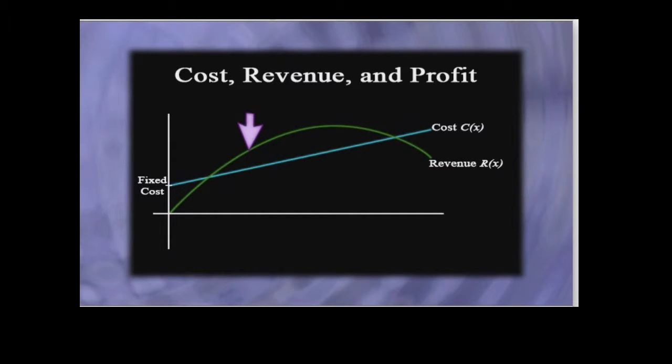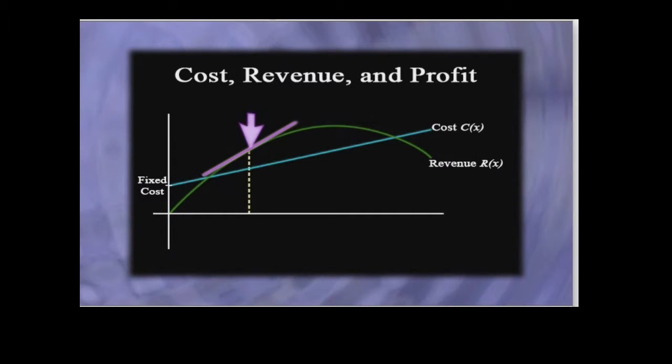Okay, so let's try and figure out what's going on at certain places on this graph. If we look at this point here, you can see the slope of the cost function at that time. That is going to be the slope of the revenue function. So here we're going to be talking about the marginal revenue, the slope.